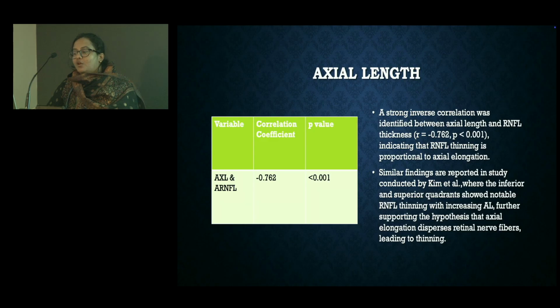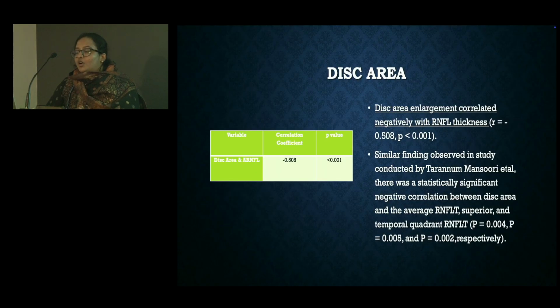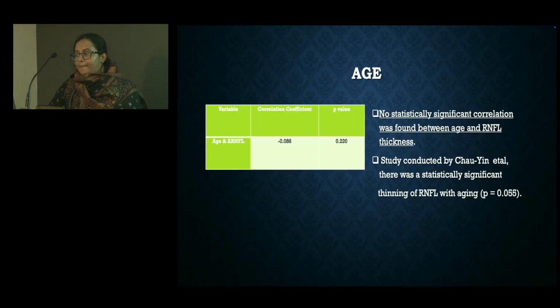Then by comparing the correlation between the axial length and the average RNFL, a strong inverse correlation was identified between axial length and the RNFL thickness. Comparing the correlation between disc area and the average RNFL, disc area enlargement correlates negatively with RNFL thickness. In my study, no statistically significant correlation was found between age and the RNFL thickness.